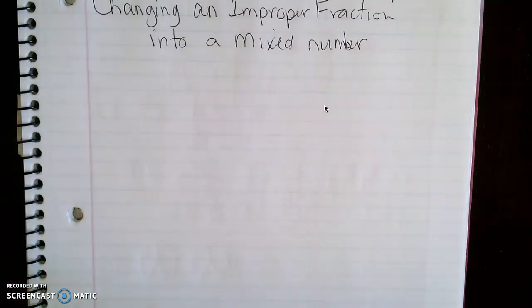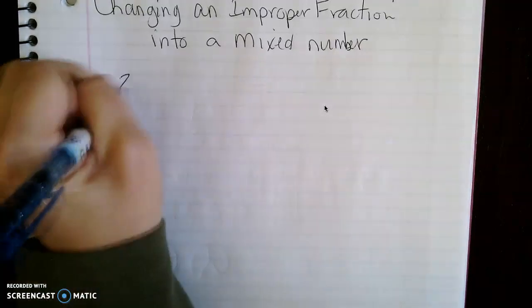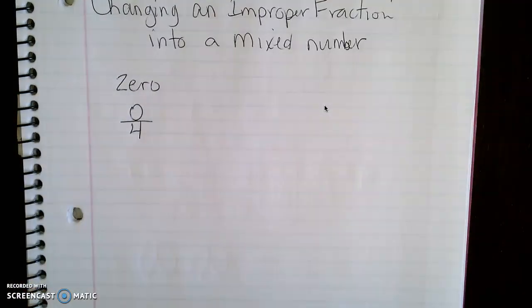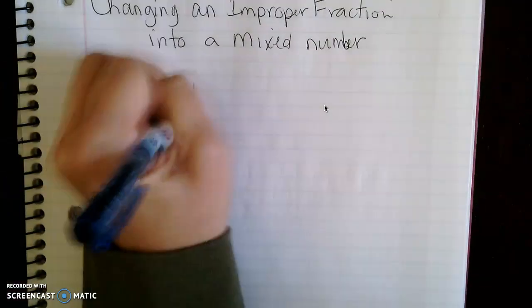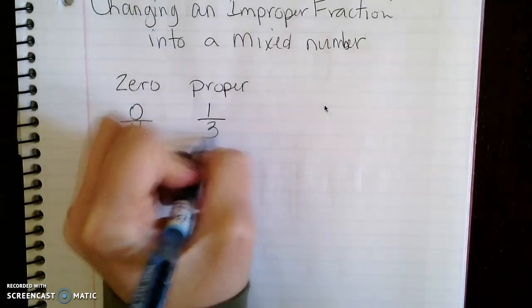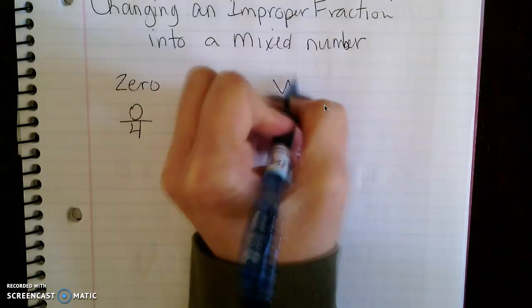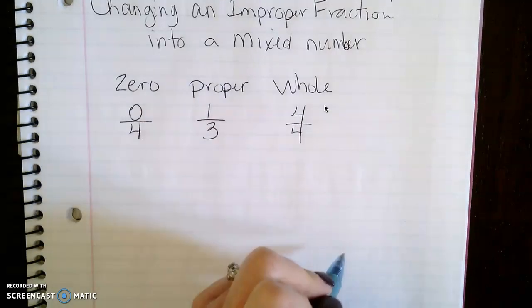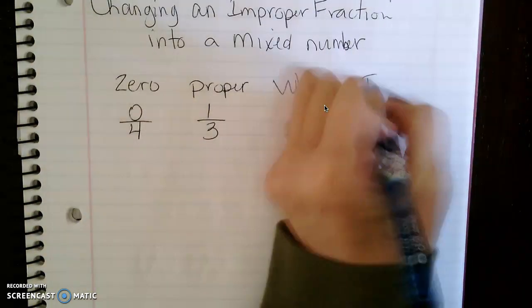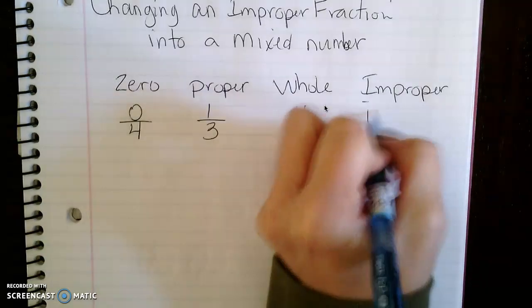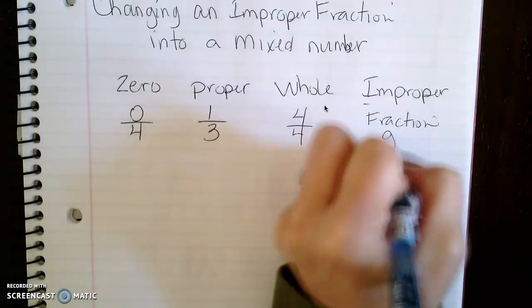So we're going to change an improper fraction into a mixed number. Let's remember we watched the video a few days ago about the different kinds of fractions. We have the zero fraction, which is zero over any denominator, which equals 0. We have a proper fraction, where the numerator is smaller than the denominator. We have a whole fraction, where the numerator and the denominator are the same because it equals 1 whole. And then we have an improper fraction, which is really not a great name. Really an improper fraction is a fraction greater than 1.